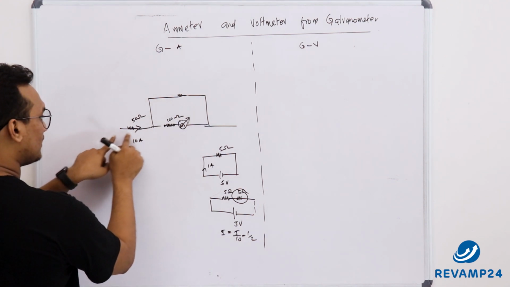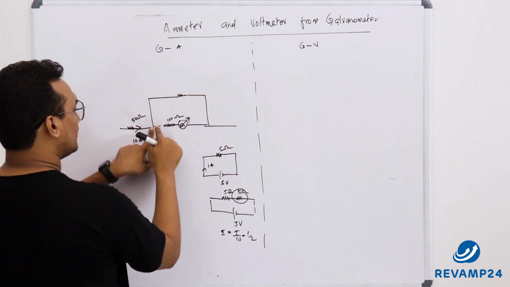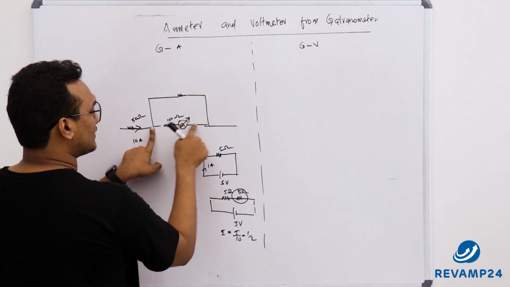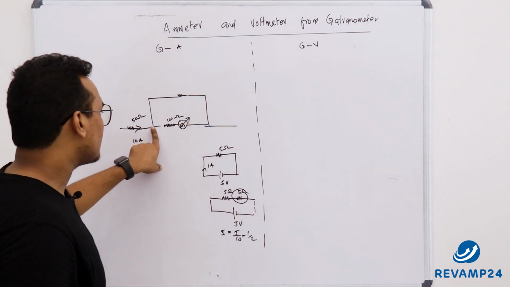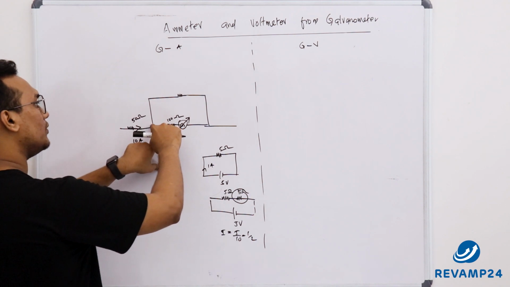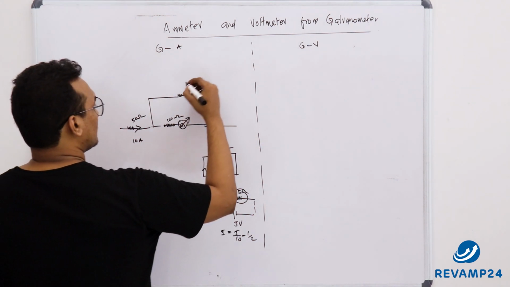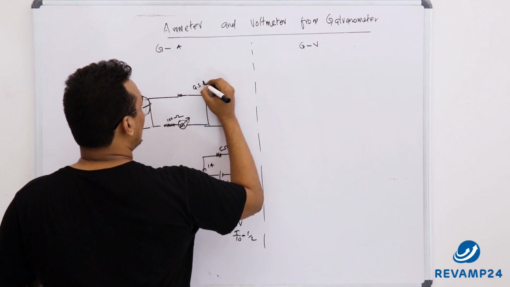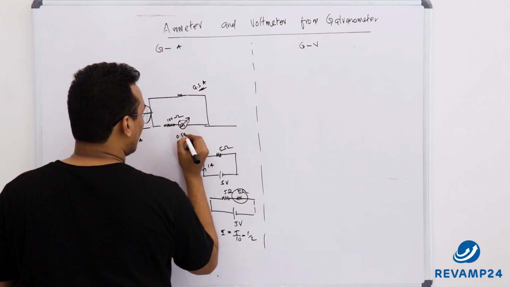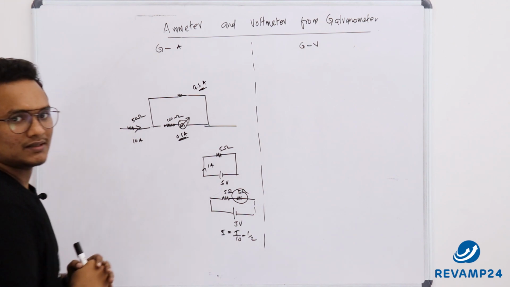Now the current will reach here. It has two paths. One is the low resistive path and the other one is the path having the galvanometer in it. So the current will obviously choose the low resistive path. So out of 10 ampere, 9.5 ampere will pass through this. Only 0.5 ampere will pass through this.